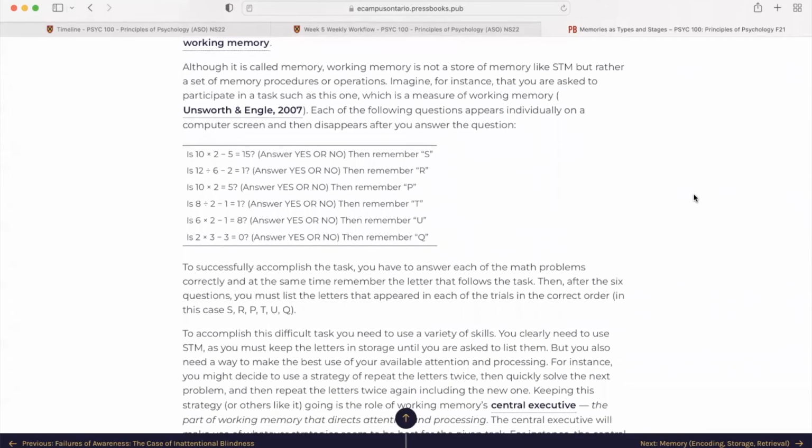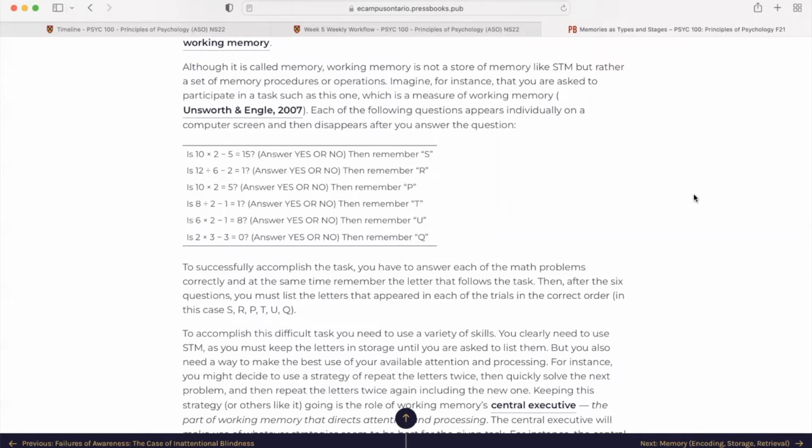Imagine, for instance, that you are asked to participate in a task such as this one, which is a measure of working memory. Each of the following questions appears individually on a computer screen and then disappears after you answer the question. And I'll just give you one for instance. Is 10 times 2 minus 5 15? Answer yes or no. Then remember S.